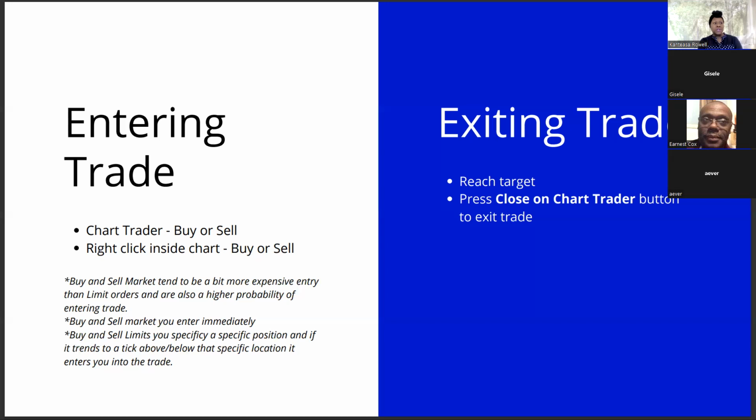Now, exiting the trade. Once you reach your target, whether you've specified it by whatever indicator, it could be a pivot point, it could be a candle pattern that's telling you that the trade is going to reverse. You simply press the close button on the chart trader to exit the trade. So that is how we enter as well as exit a trade.